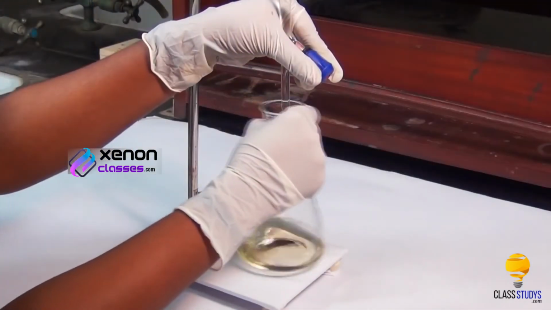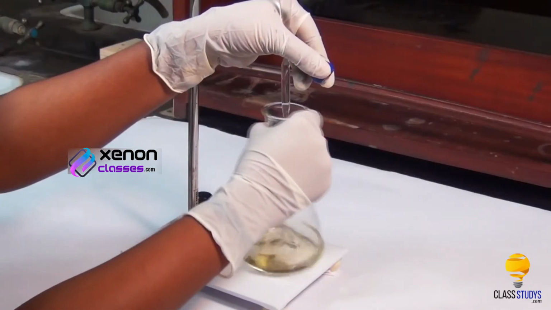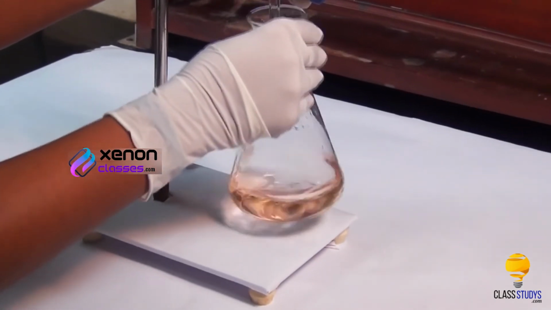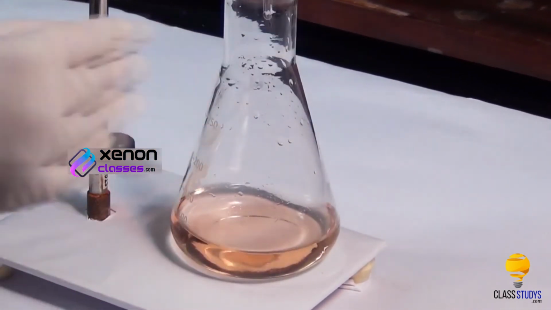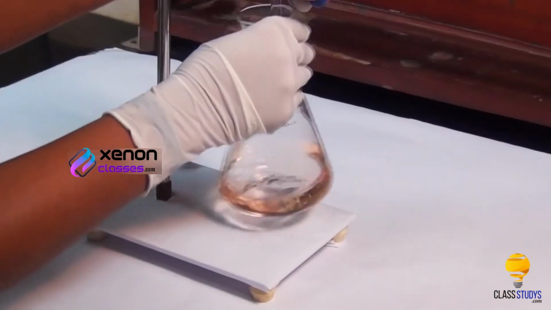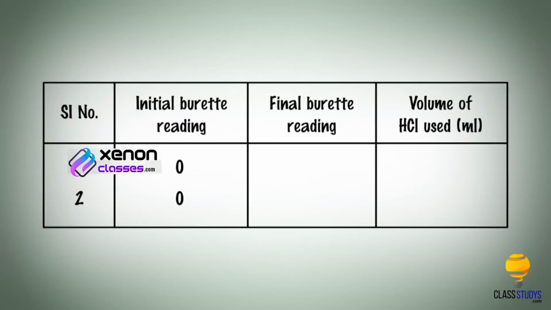Run the solution drop-wise from the burette into the conical flask with constant shaking of the solution in the conical flask till the color of the solution changes from yellow to light red on addition of the last single drop of HCl. Note down the final burette reading and repeat the same procedure until concordant values are obtained. Record the observations in a tabular column.